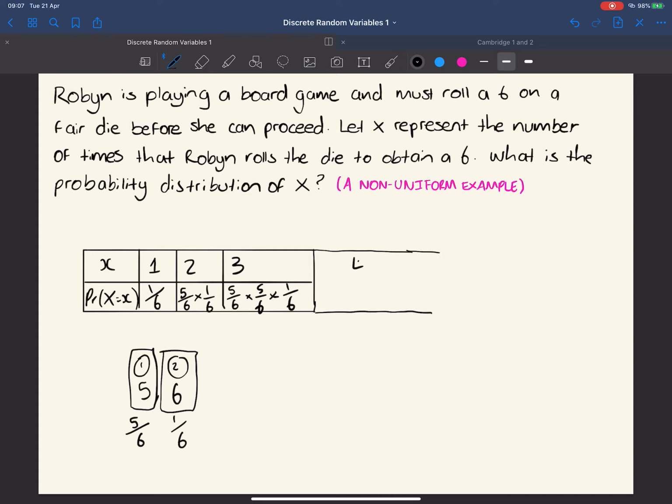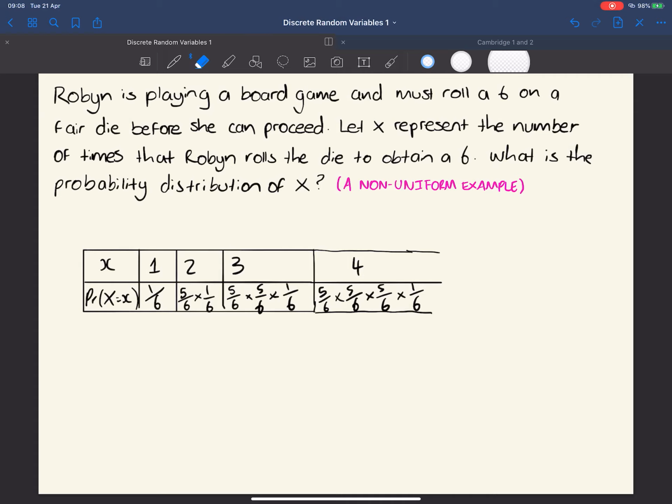So for 4, let's use a straight edge for this one. For 4 goes of a dice, that means that she had to roll 4 times to get a 6. Well, the first time she rolled, it didn't work. The second time she rolled, it didn't work. The third time she rolled, it didn't work. But the fourth time she rolled, she got that 6. And the probability of rolling a 6 is 1 in 6. Can you see a pattern here? Because I can. I'm just going to delete this part here. Can you see the pattern?